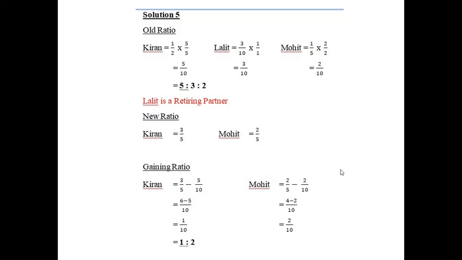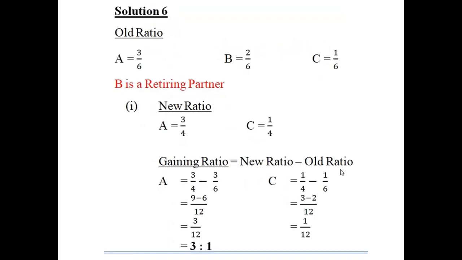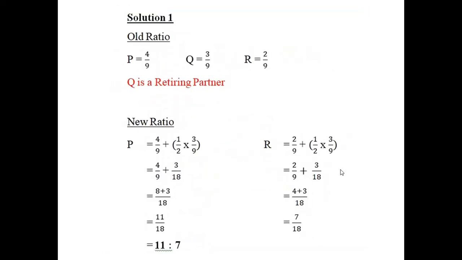Okay, now let us move on to the last solution, that is question number 6. It's very much interesting, because you can see here it has two parts, and the first part is the interesting part. Let us just read what it is mentioned here. Okay, the partners are A, B, and C.